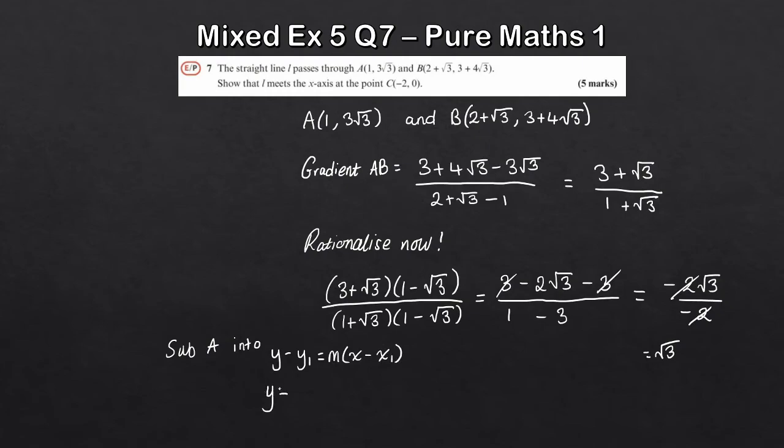So y minus 3 root 3 is equal to root 3, because that's my m here, times x minus 1. So if we simplify this, I get y minus 3 root 3 is equal to root 3x minus root 3. Okay. So here, what can I do? Well, I can add 3 root 3 to both sides, to just get in terms of y.